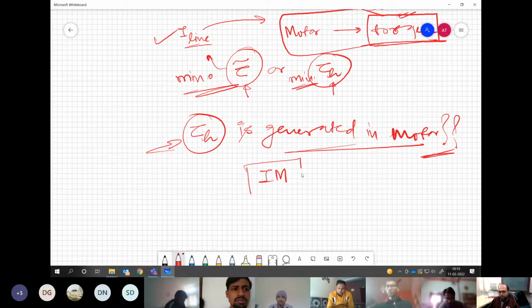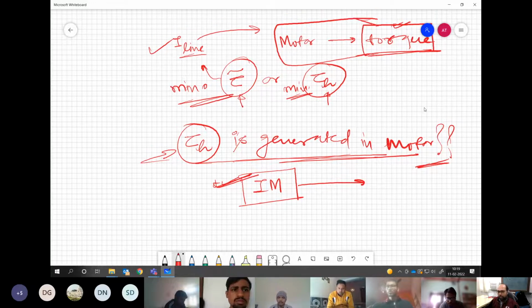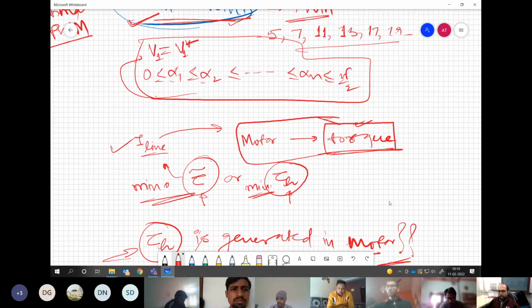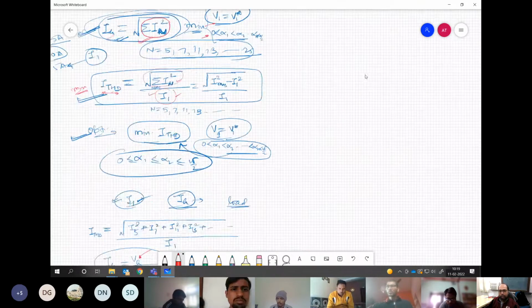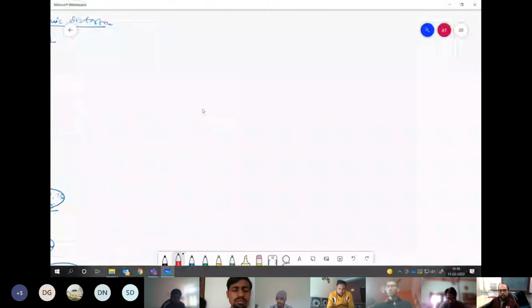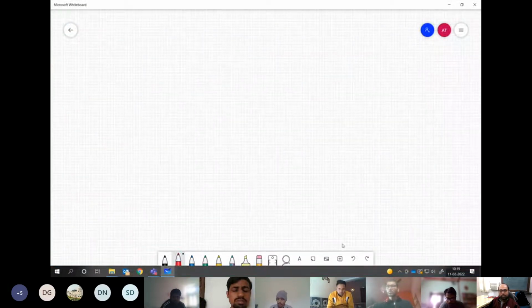So one analysis we can do based on induction motor, and similar things can be extended for other motors as well. So today we will see how this is generated in induction motor. So we'll go back again to our equivalent circuit. That is a very, very important circuit, although it's very simple, but it gives a lot of information about our motor and the current and torque that is going to be generated in the system.